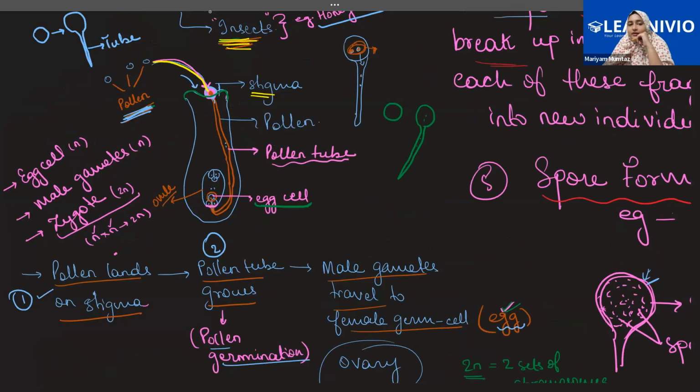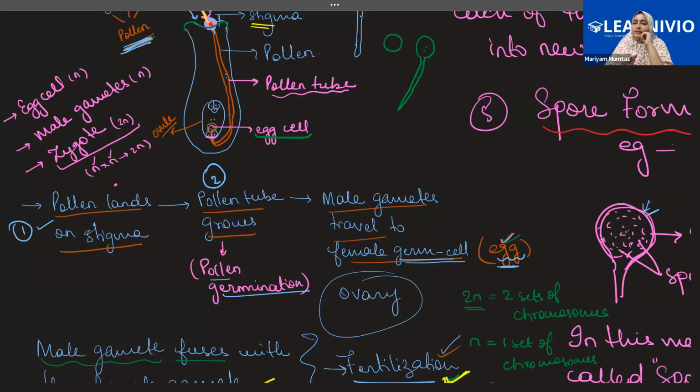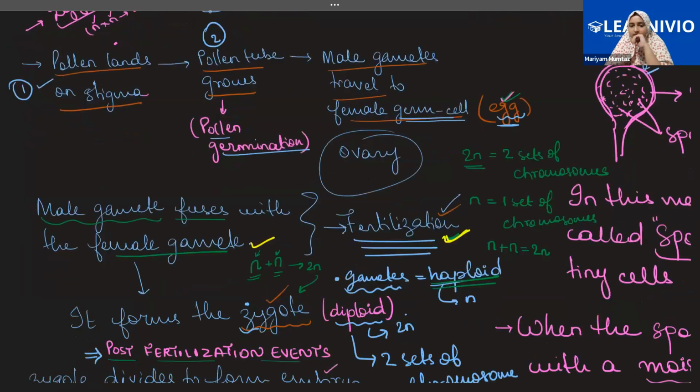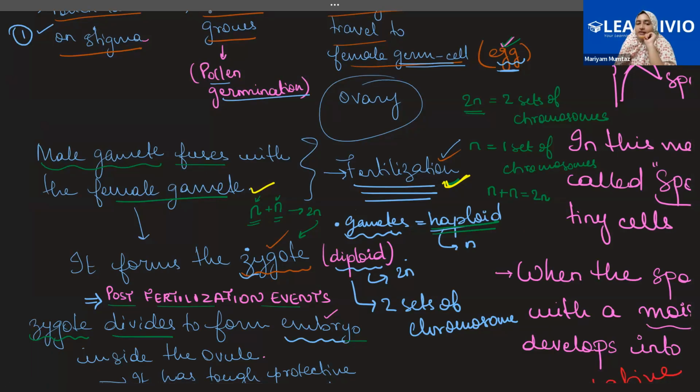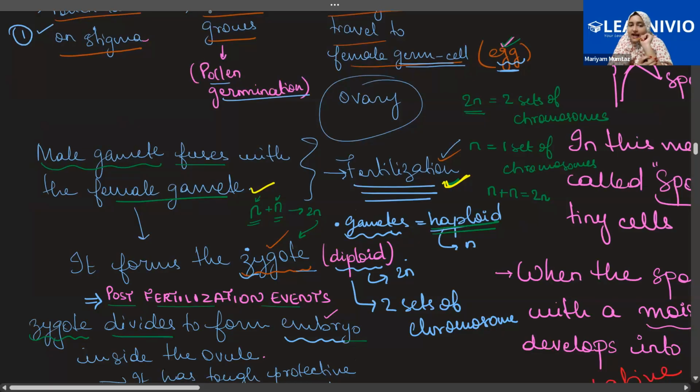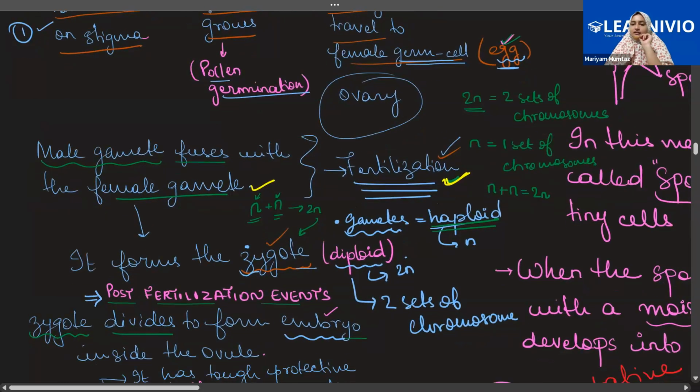Now, what will happen? Through this tube, the male gamete would travel to the female germ cell, that is the egg. This is the female gamete, and the egg is present inside the ovule, right? So the male gamete would travel to the female gamete. After reaching it, it will fuse with the female gamete and form the zygote. This fusion of the male gamete with the female gamete is called fertilization. Got it? Yes, sir. Yes, ma'am.